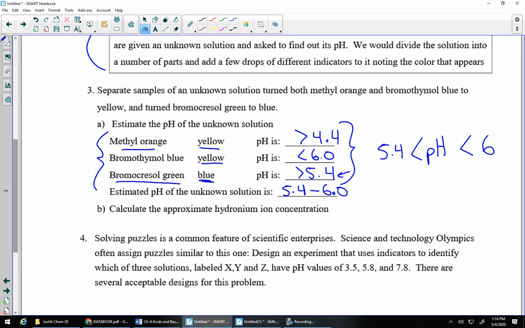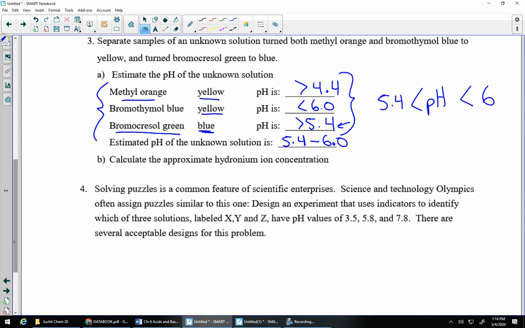Question B says calculate the approximate hydronium ion concentration. Well, we can do that. I know that the concentration of H3O+ is equal to 10 to the power of negative pH. So if I'm looking for the range, I do 10 to the power of negative 5.4, get my answer, and 10 to the power of negative 6.0, get my answer. That would give me a range, and you can try this one out on your own too. That range is from 3.98 times 10 to the negative 6 all the way up to 1.0 times 10 to the negative 6, and of course that would be moles per liter. That kind of looks like a minus sign, so I'm going to write the word "to" instead.